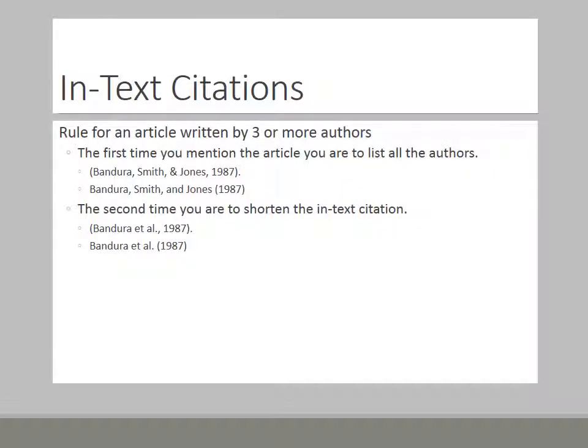When you have an article that's written by 3 or more authors, the rule is the first time you mention the article in your paper, you are to list all of the authors. The second time, you can shorten it in the in-text citation. In other words, you can do Bandura et al. to represent everyone else except for the first one. And the same thing if you're including the author's name in the sentence.